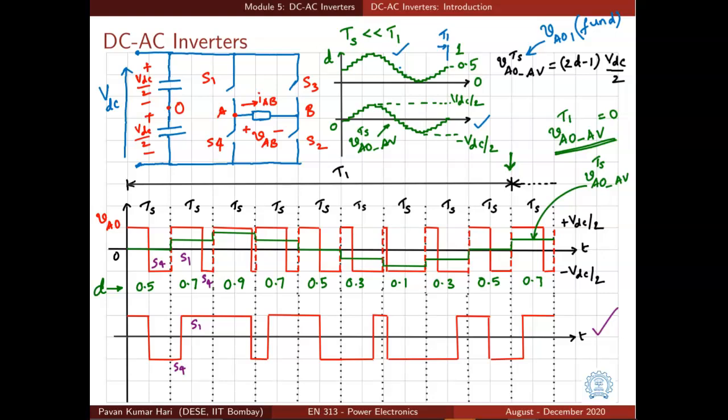So the conclusion here is that if we are able to generate a train of pulses which have the duty ratio varying sinusoidally, the train of pulses will have a fundamental component which is proportional to the duty cycle. But the question is, how do we generate this train of pulses, or how do we generate pulses of duty ratio which is varying sinusoidally? That is the question.